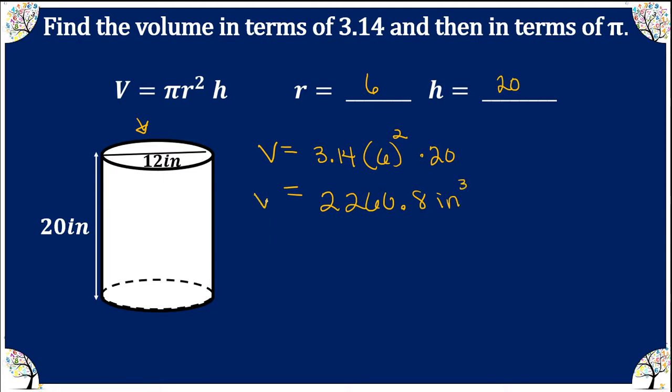Now let's calculate again, but this time we're simply going to multiply the radius squared times the height, and that gives us 720 times pi.